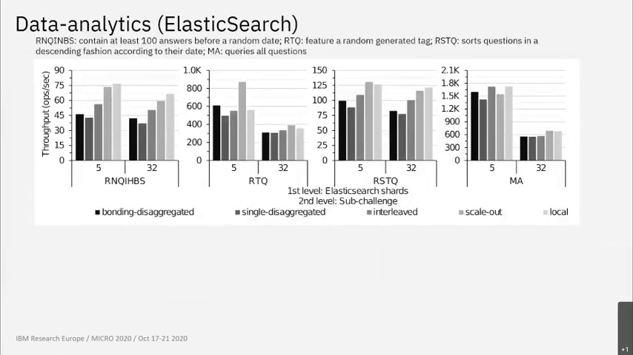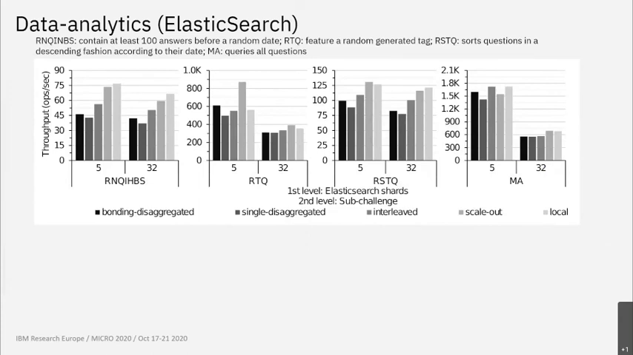The last benchmark that we have evaluated is Elasticsearch. For Elasticsearch, we used their default benchmark suite, which is called ES Rally. And here we show throughput in operations per second for all the challenges and a comparison between 5 and 32 shards. Shards, again, translate to parallelism: the more shards, the higher the parallelism.